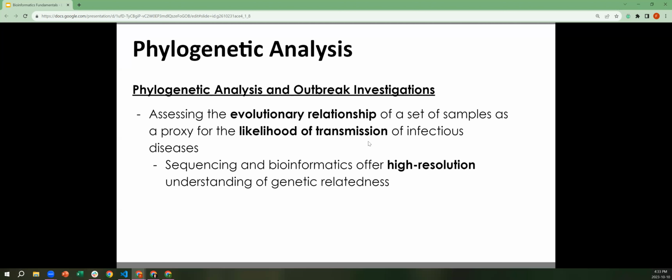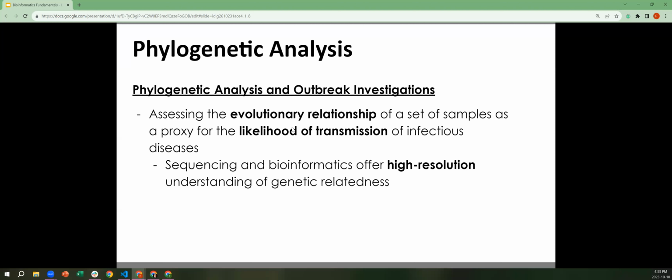The next is the time scale of the outbreak. If the outbreak has been going on for a year, it will likely have much more diversity in the genetic profile of all the samples in the outbreak than an outbreak going on for 2 weeks. And that just makes sense. And then finally, the breadth of the outbreak. How many individuals are infected? The more individuals, the more diversity you're going to see in your genomes.